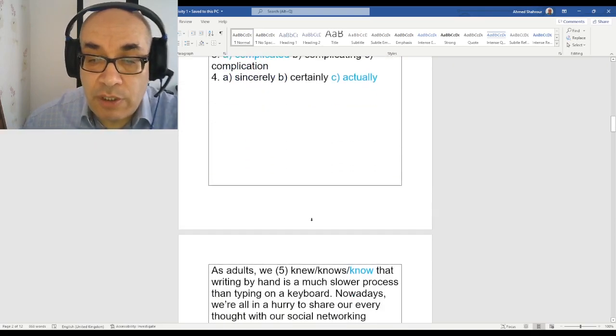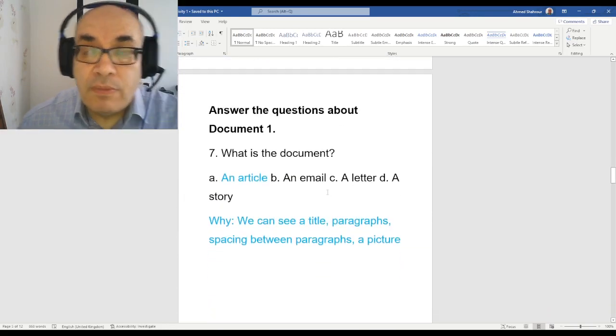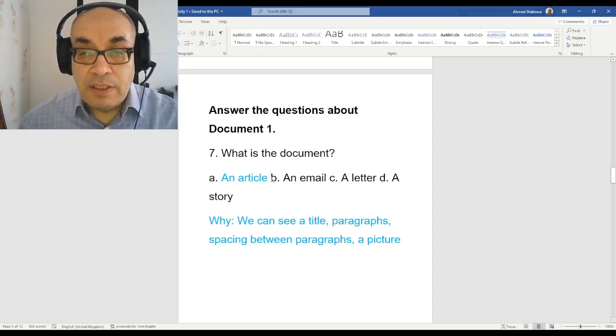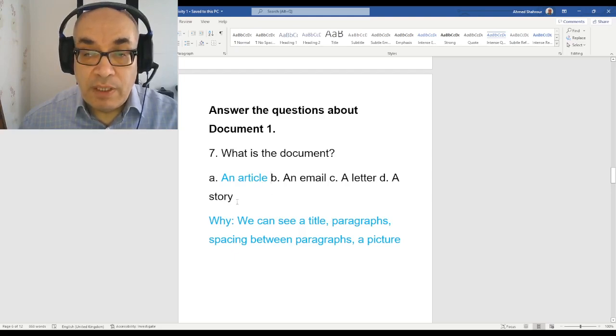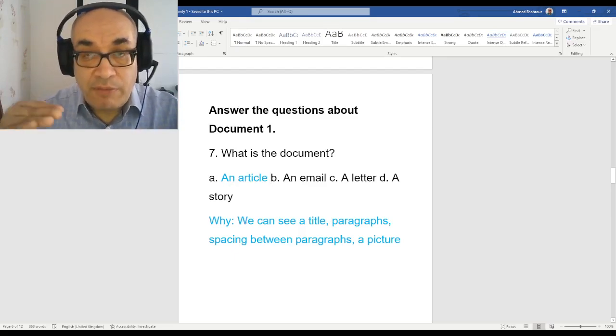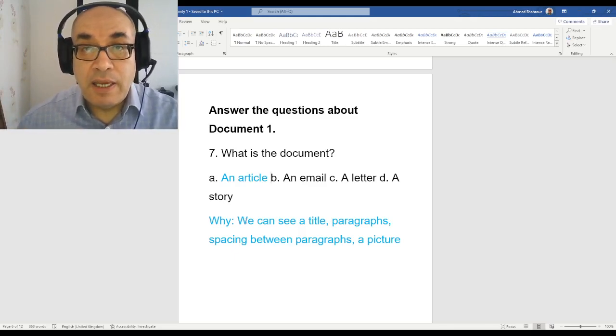So let's go to the questions then. Question 1. What is the document? Is it an article? Is it an email? Is it a letter? Or is it a story? The answer, of course, is an article, because if you look at it, we can see a title, we have paragraphs, we have spacing between the paragraphs, and also you can see a picture. So this is what an article is about.